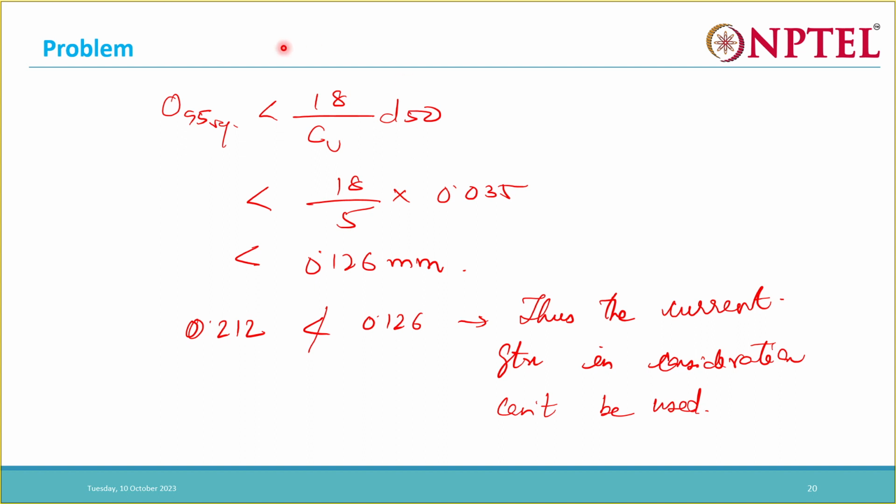So O95 required should be less than D50 by 18. From here we get that O95 should be less than 0.126, but the given geotextile has an O95 of 0.212. Thus, we cannot use the given geotextile in our case. So we need to choose some different geotextile.